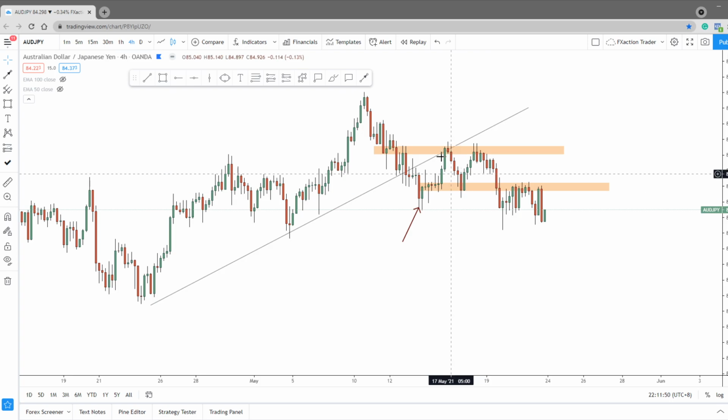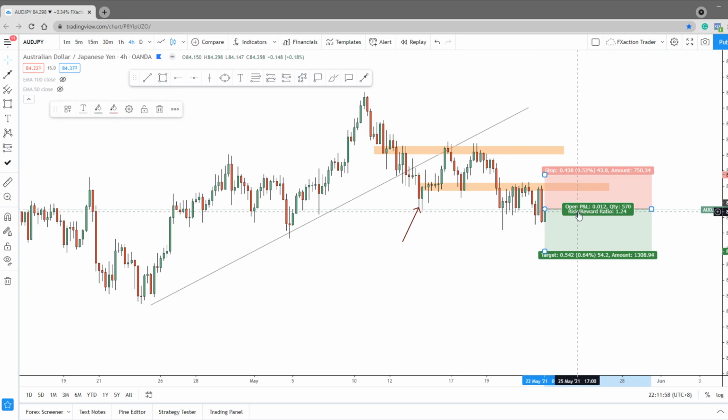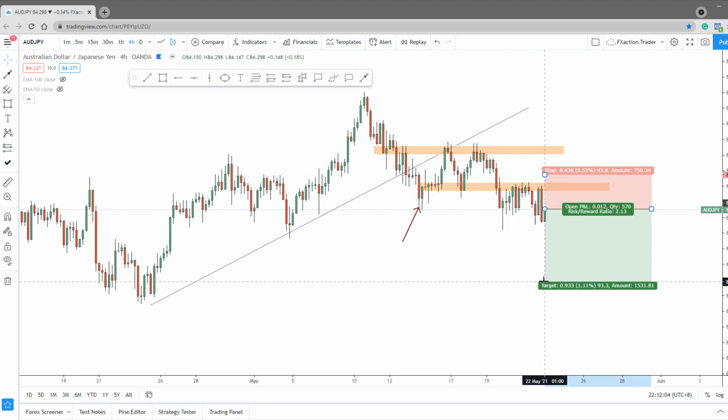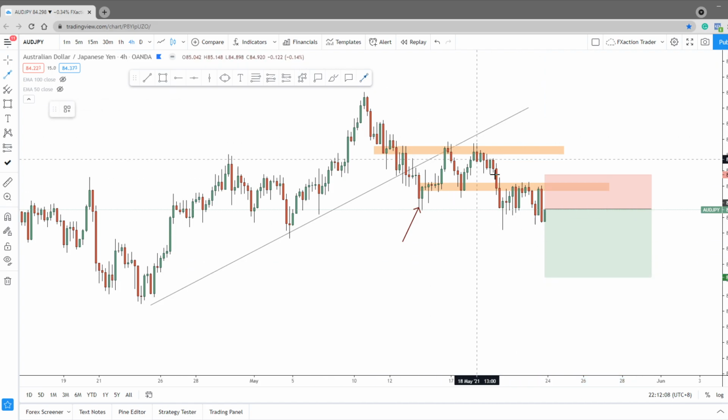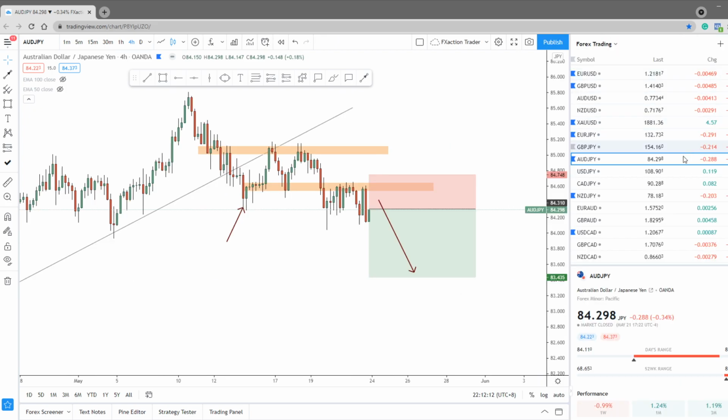So this week, we are going to look for a short trade with a stop loss just right above this resistance level at 84.75. All right, so we are going to set our take profit level at least a 1-to-2 ratio. So in short, we are going to look for a sell for AUD JPY.